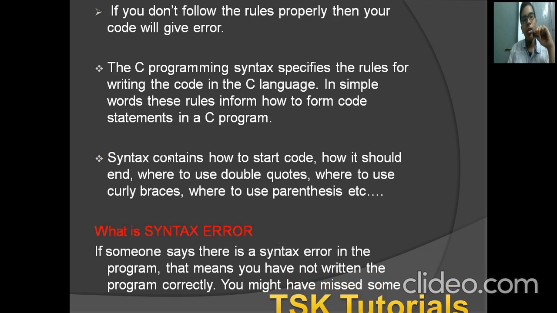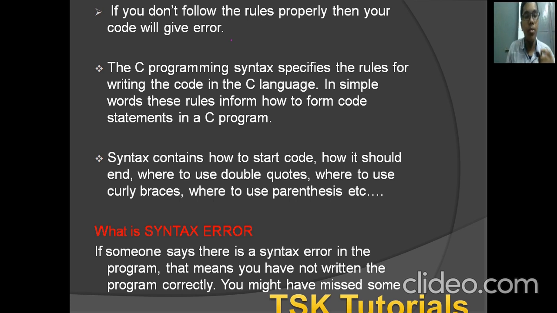If you don't follow these rules properly, then your code will give an error. You will give some input and you will expect some output, but if you have not followed the rules, like you have missed just a small semicolon, then what will happen? Your code will give an error. You won't get any output, and you have to search. Your compiler will tell where the error is, and you have to rectify it. Then you can get the output of your input code.